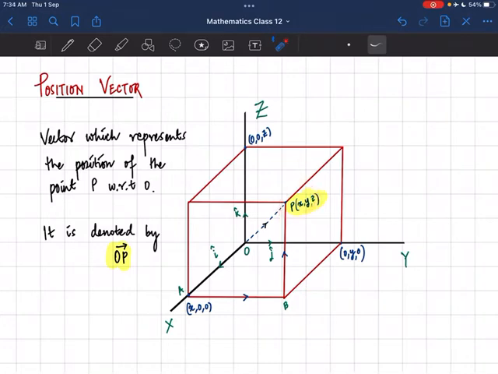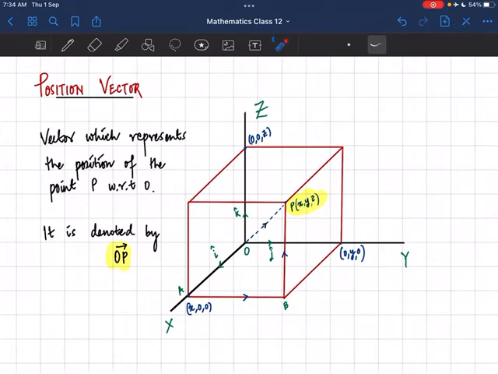So what is position vector? Position vector is nothing but a vector which represents the position of the point P with respect to origin. So it tells us where the point lies with respect to origin. So that's what the position vector of that point P is. In order to determine that, we know that a vector is what? It has magnitude as well as direction.